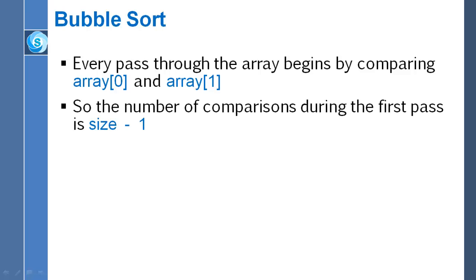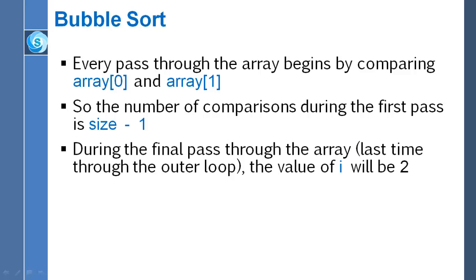Okay? So now we know that on the first pass through the array, the inner loop, which does the actual pass, is going to begin by comparing the first two entries, and it isn't going to finish until it's compared the last two entries of the array. So when you think about it, altogether it will have done size minus 1 comparisons.